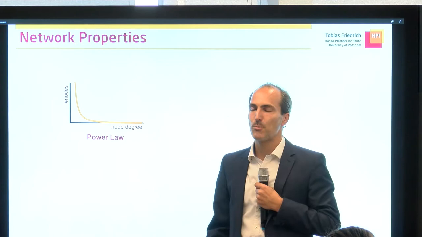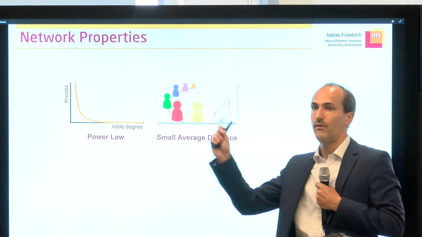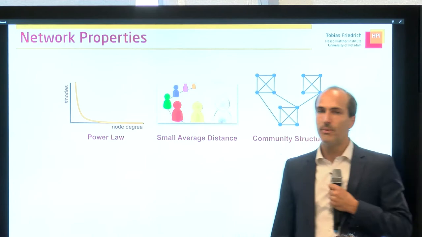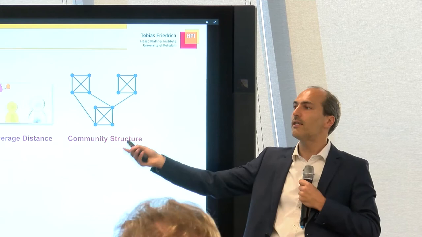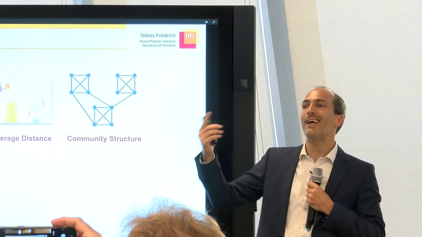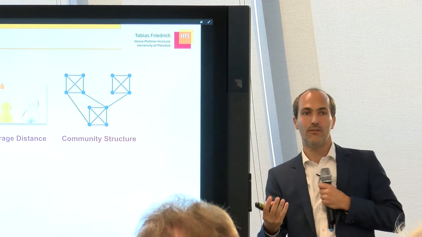Another typical property is that you have a small average distance. You might have heard of this Milgram experiment, who sent letters through the US like half a century ago. Another typical property which is important is that you have a community structure, which means if I'm friends with you and she is friends with someone else, then it's more likely that I'm also friends with that someone else. So triangles are more likely than they would be if all edges were chosen independently.